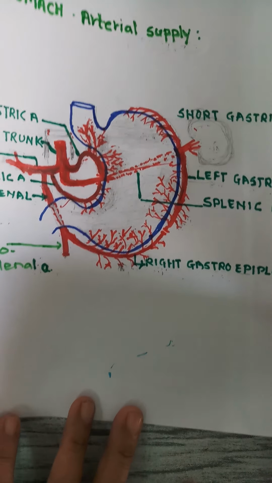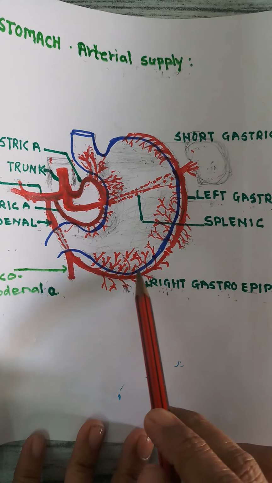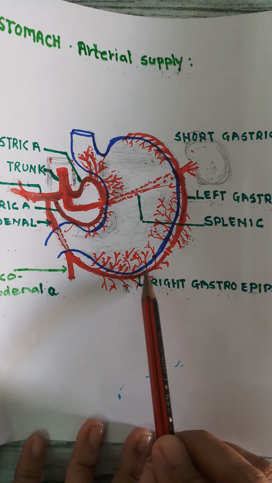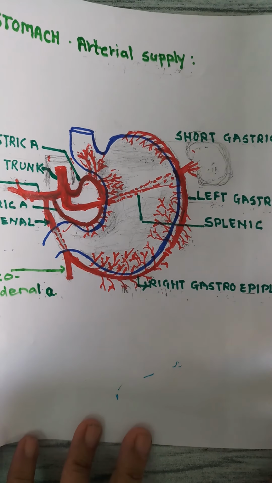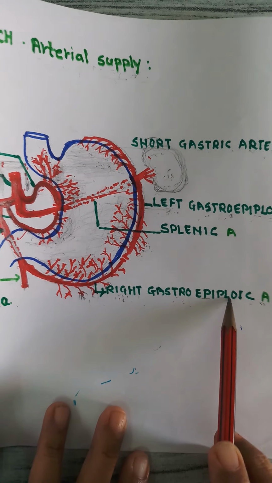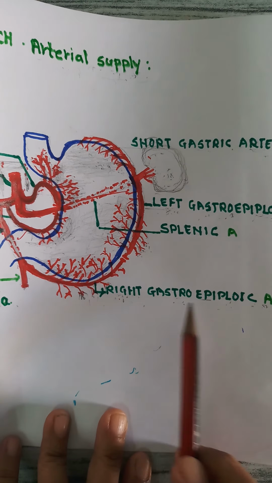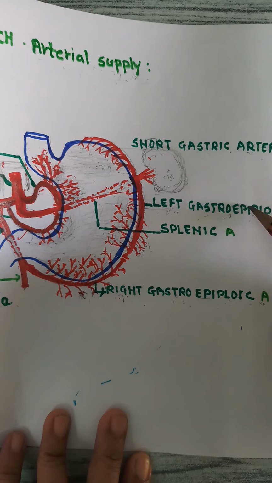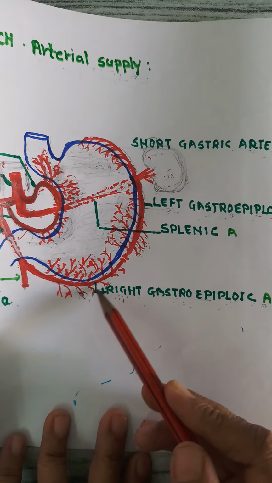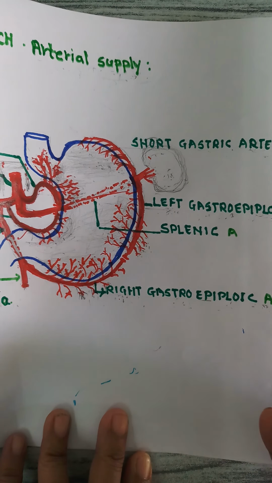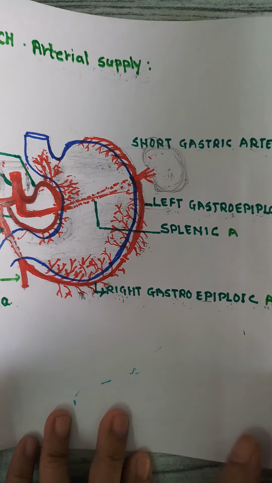Then the remaining part of the stomach, that is the lower part of the greater curvature, is supplied by an artery. The name of that artery is the right gastroepiploic artery, or right gastroduodenal artery. Why are these both arteries also called gastroduodenal? Because the descending branches of these arteries supply the omentum. That's why they are also called gastroduodenal arteries.